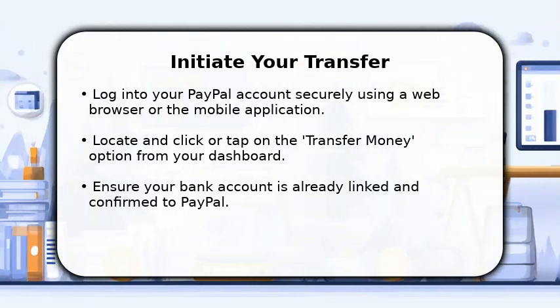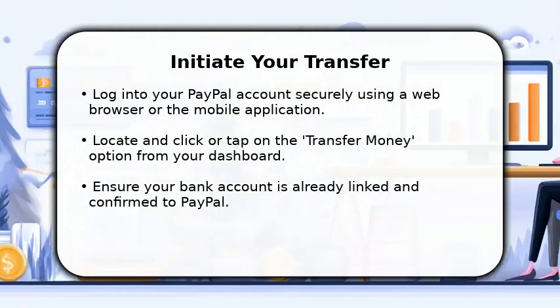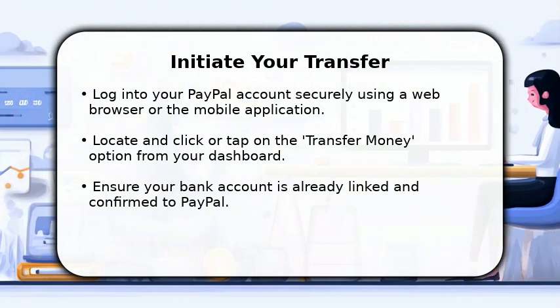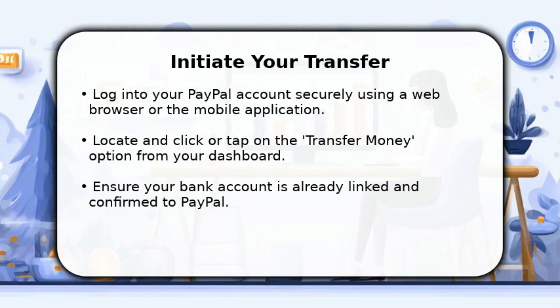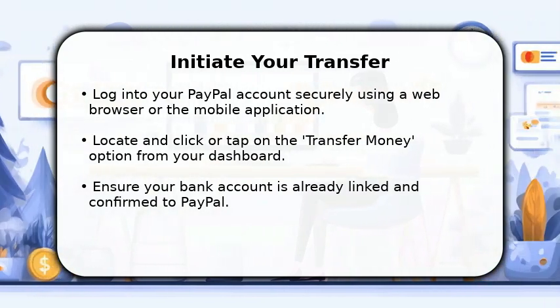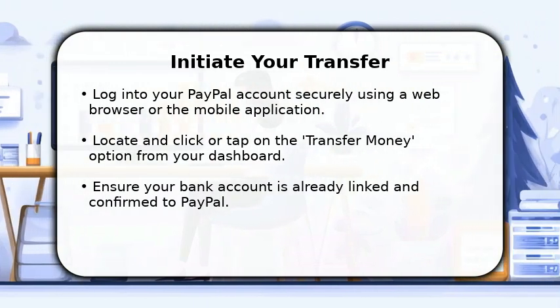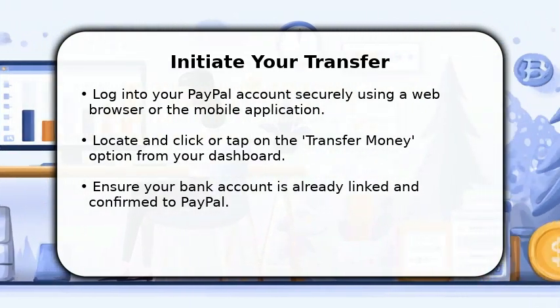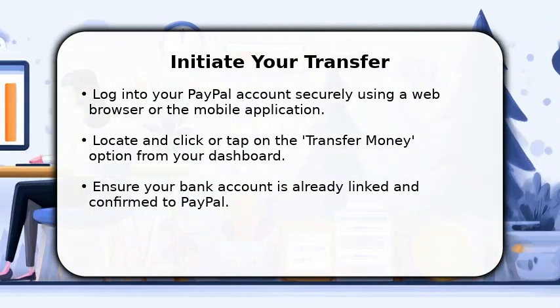In this video, I will explain how to send PayPal money to your bank account. First, securely log into your PayPal account, either on your computer or through the mobile application. Once inside, navigate to your dashboard and look for the Transfer Money option. You will typically find this near your balance information. Make sure your desired bank account is already linked and confirmed for a smooth transaction.